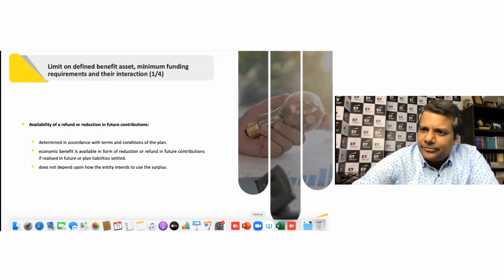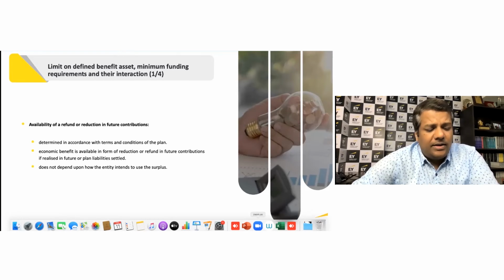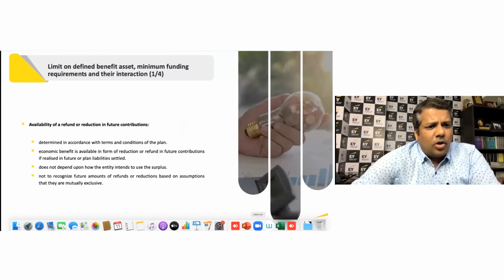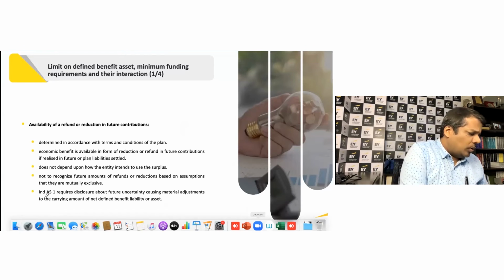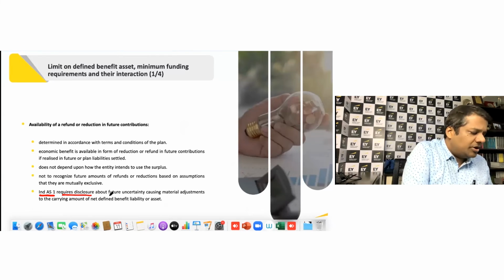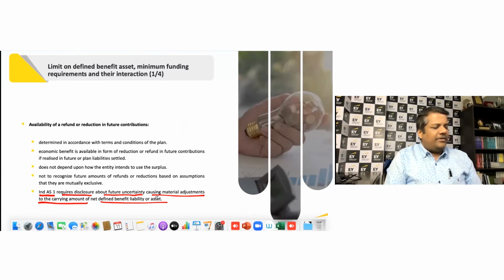Getting a refund is really tough, right? Under the laws of several jurisdictions I've dealt with, you don't get a refund from the retirement funding plans, right? It may allow you to reduce your future obligation if there is a surplus in the plan. It does not depend upon how the entity intends to use the surplus, not to recognize future amounts of refunds or reduction based on the assumption that they are mutually exclusive. And Ind AS 1 requires disclosure about future uncertainty causing material adjustment to the carrying amount of the net defined benefit liability or asset. Okay, Nitin.